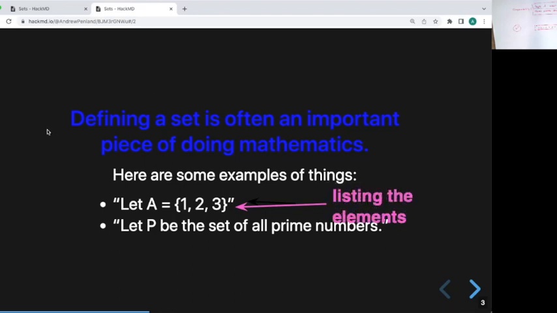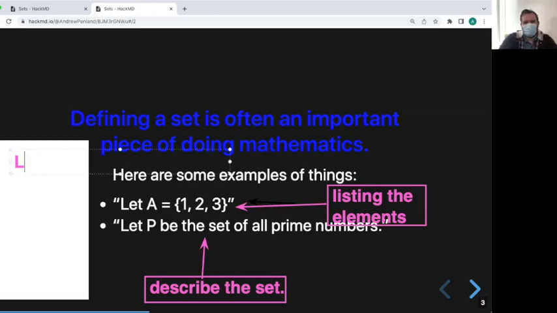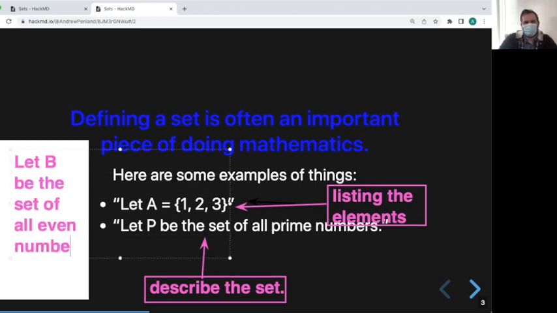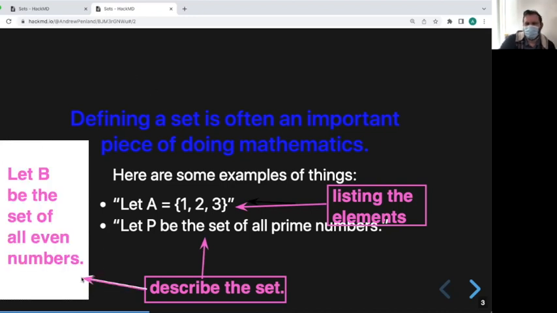What's important here is that however you describe the set, it be unambiguous in terms of whether or not something should be included in the set. So if I just ask you for an example of a set, it should be relatively straightforward. Let B be the set of all even numbers. It's a perfectly good description. What else can we do? If possible, we can just explicitly list them out. That's not possible here because you can't just list out all the even numbers.